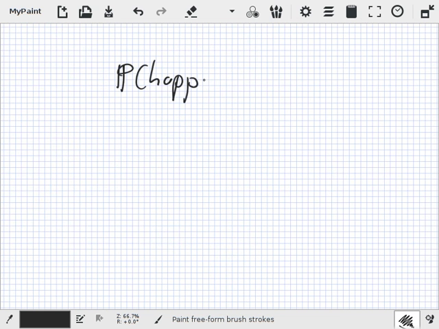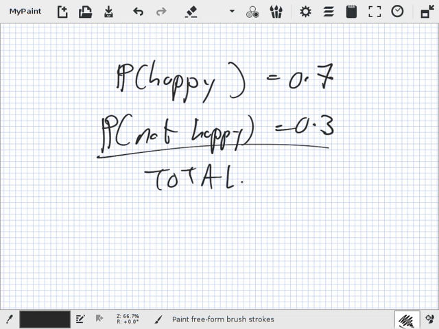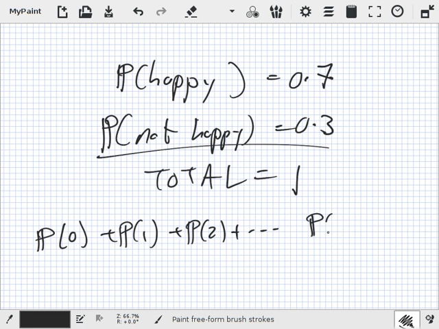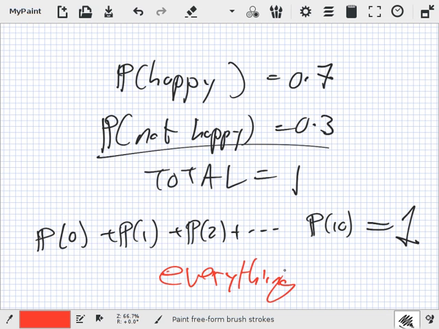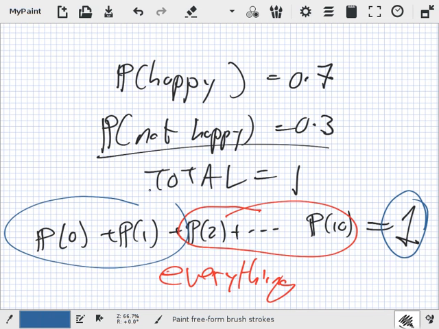Watch. Let's say the probability that you're happy is 0.7. Then the probability of not happy has to be 0.3, because the total has to be 1. So you have to get 0, or 1, or 2, all the way up to 10. That has to equal 1, because that's everything. You could get 0 heads, 1 head, 2 heads. So this is everything. So if I want 2 to 10, that's equal to 1 minus 0 or 1. Okay?